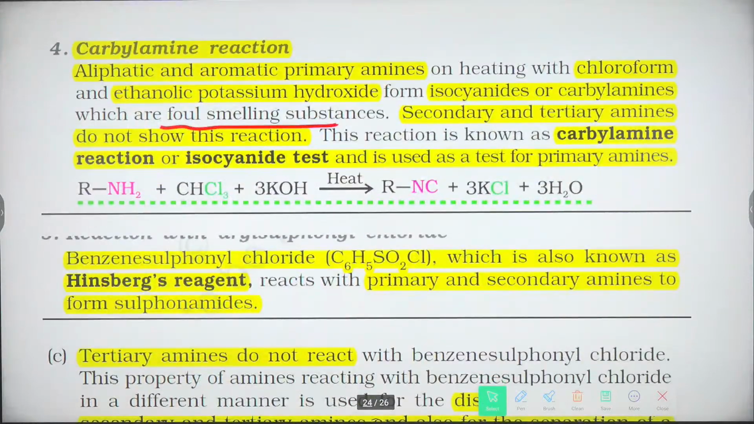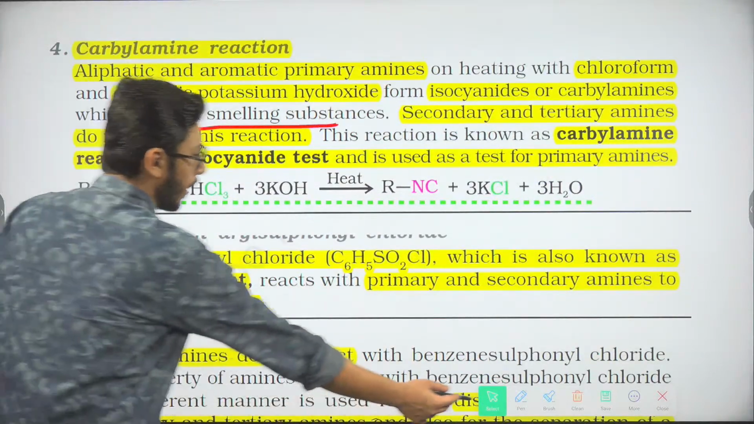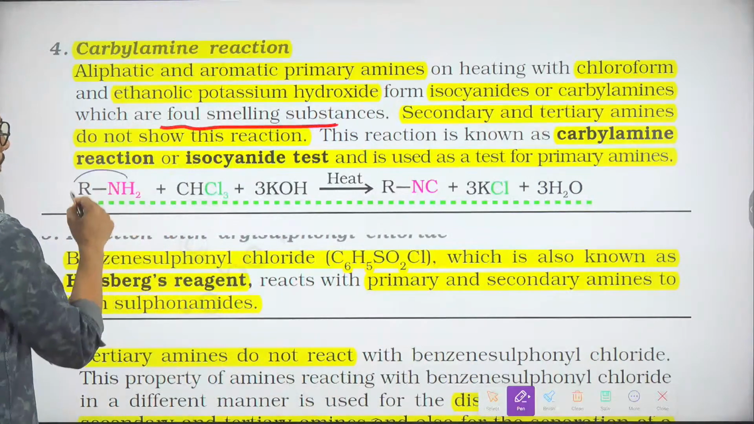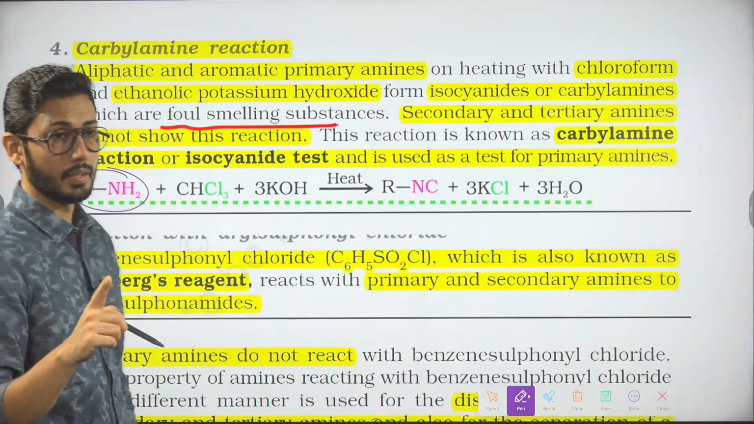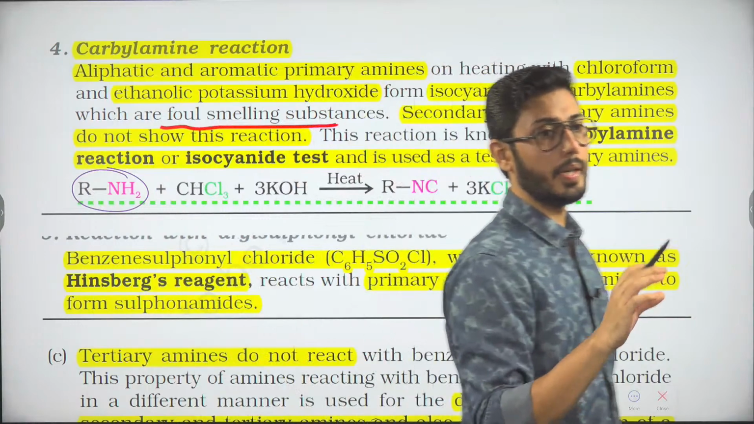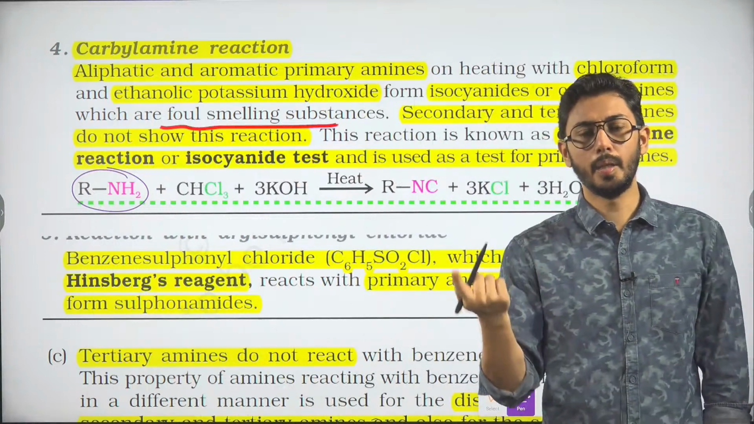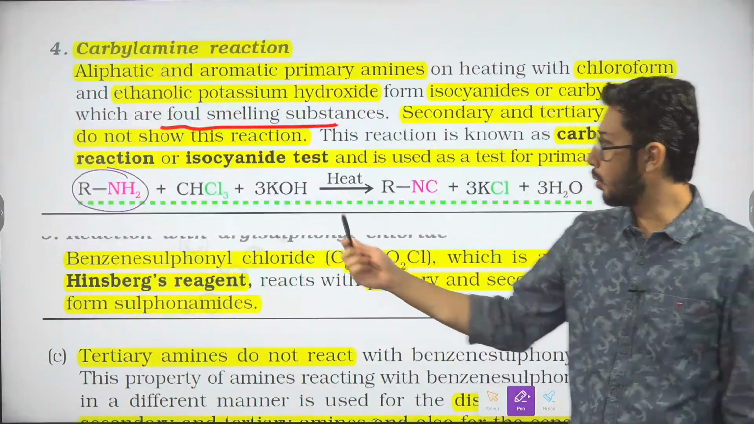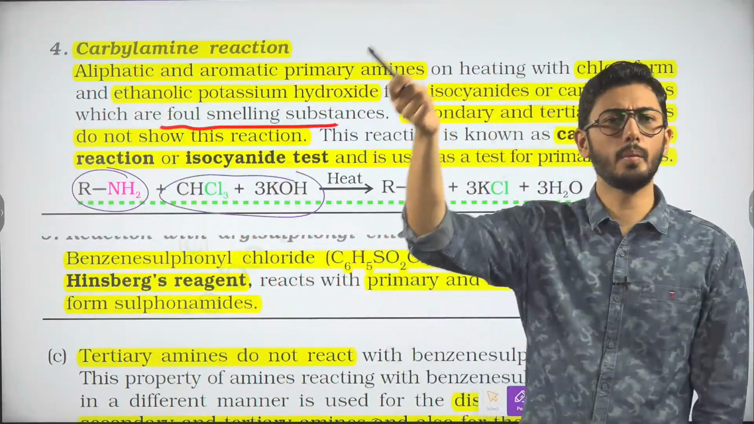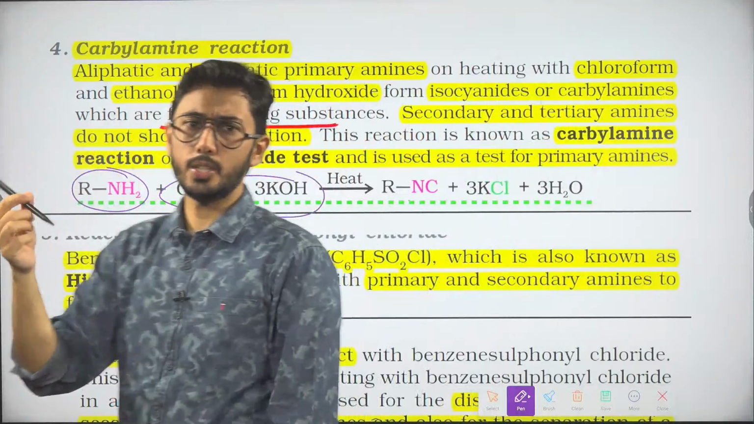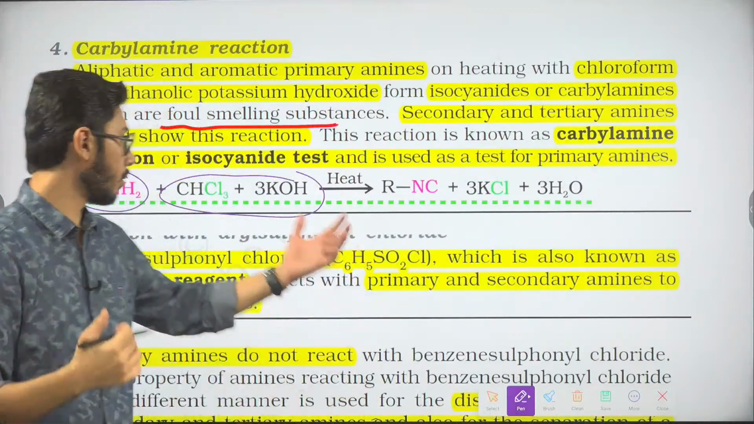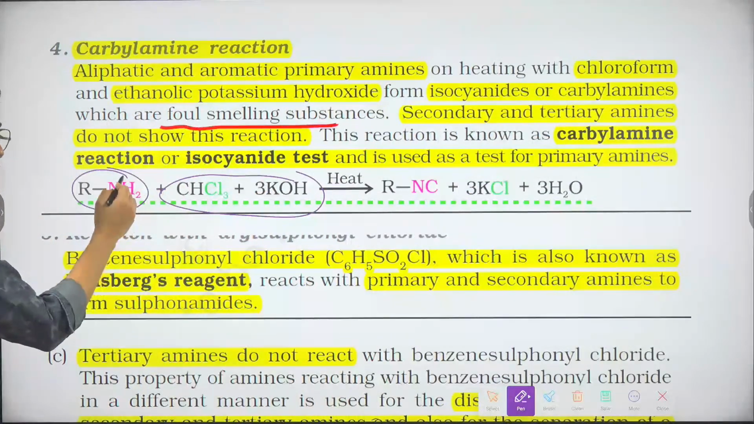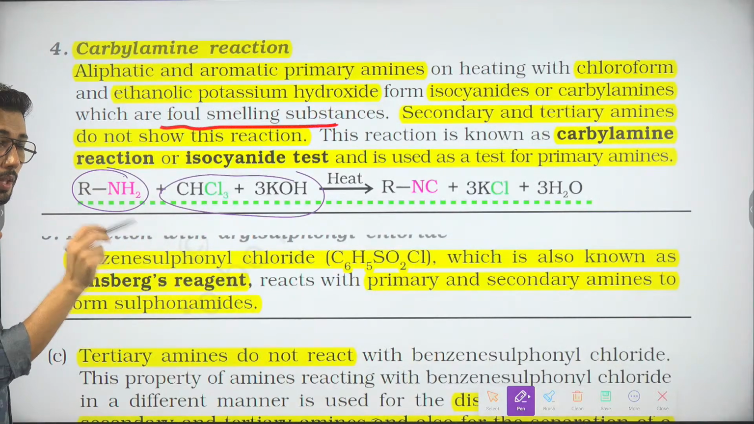Then next is carbylamine reaction. In carbylamine reaction, what is taken? Primary amine. This test is given by which amines? Primary, maybe aliphatic, maybe aromatic. Second, the reagent is chloroform with KOH, similar to the Reimer-Tiemann reaction. In Reimer-Tiemann reaction, we have taken chloroform with NaOH, here chloroform with KOH. Primary amine gives this test.